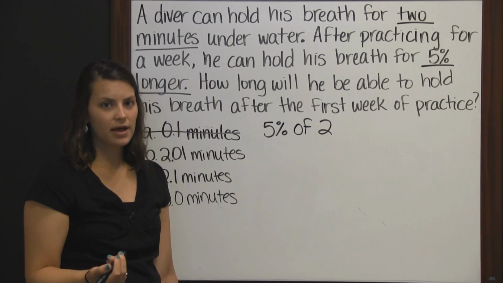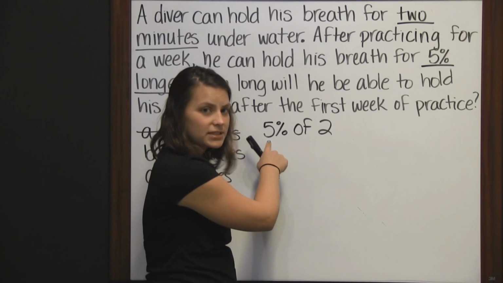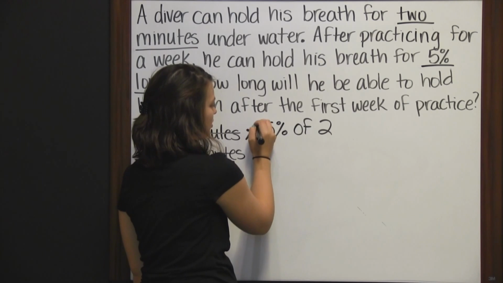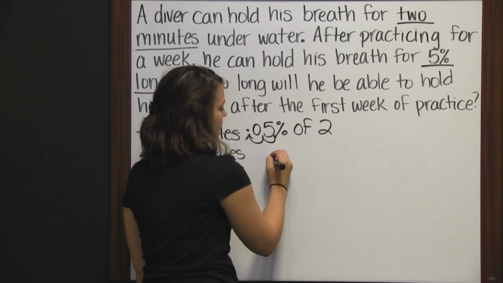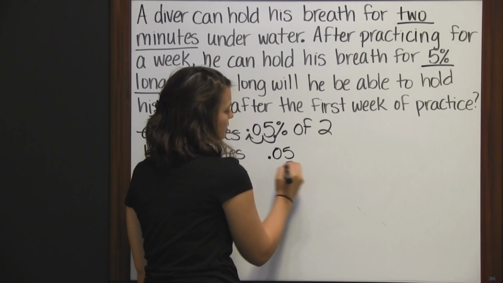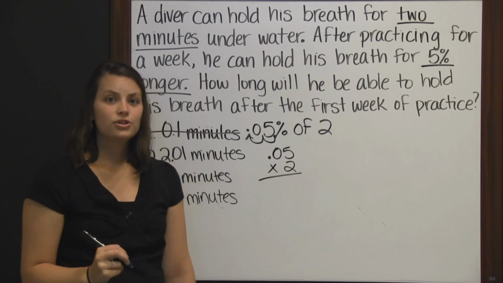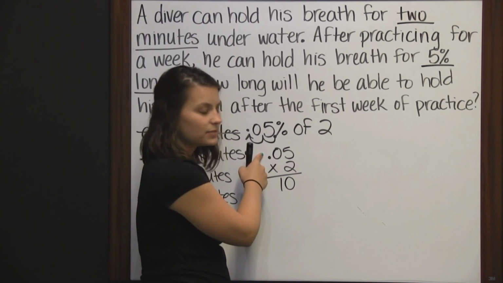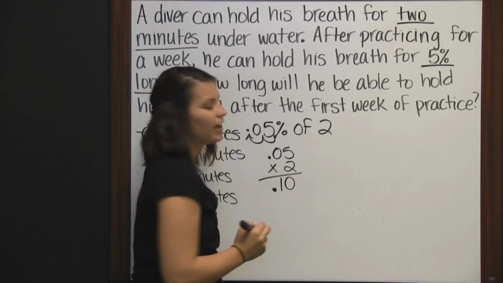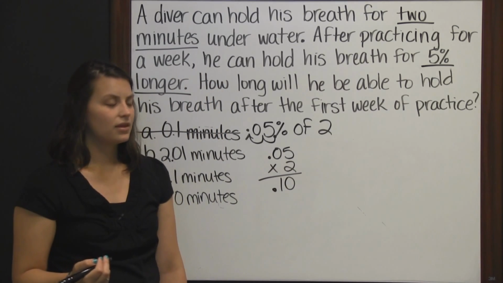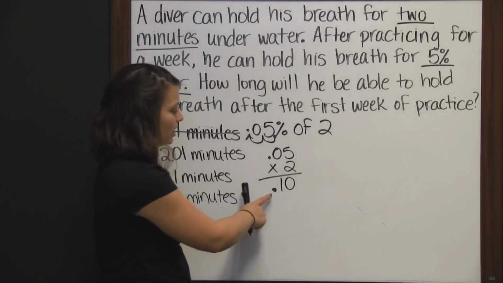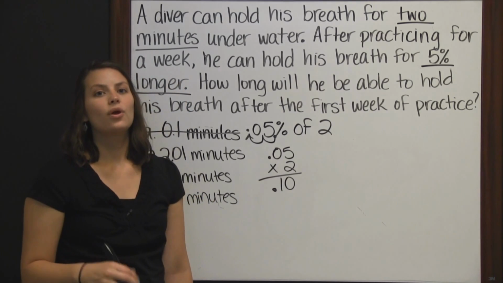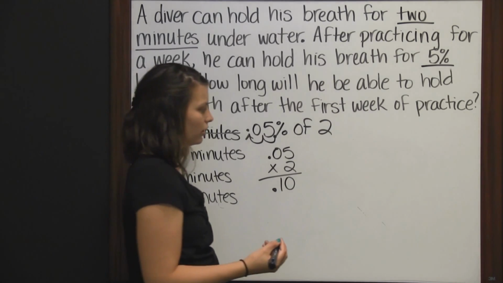Of means to multiply. And we have to change our percent to a decimal. So take the decimal and move it 2 places to the left. So we have 0.05 times 2. 2 times 5 is 10. 2 numbers behind the decimal means that we have 2 numbers behind the decimal in our answer. 5% of 2 then is 1/10. So he can hold his breath 1/10 of a minute longer.